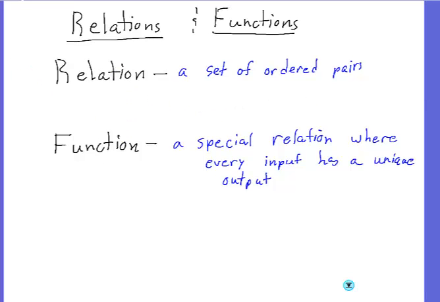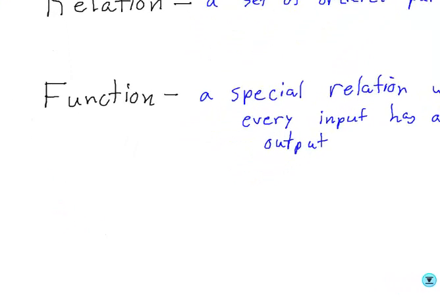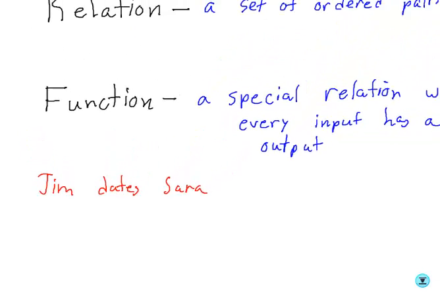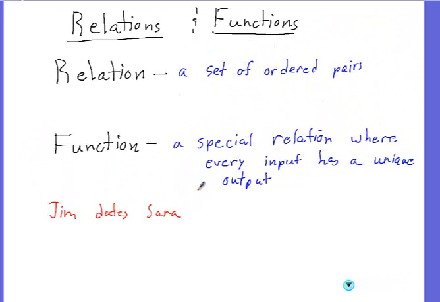All right. We're in high school, so let's talk about dating. Kids date, what have you not. So let's say we have our buddy Jim. Let's say Jim dates Sarah. Jim and Sarah have a relationship, or they have a relation because it's a set of ordered pairs. Jim is the first part, Sarah is the second part. Okay, that's a relationship. It's a set of ordered pairs.